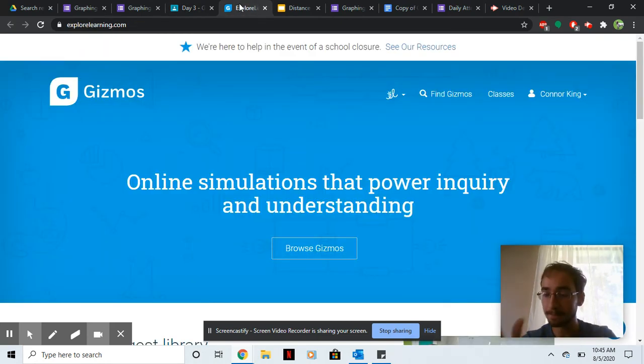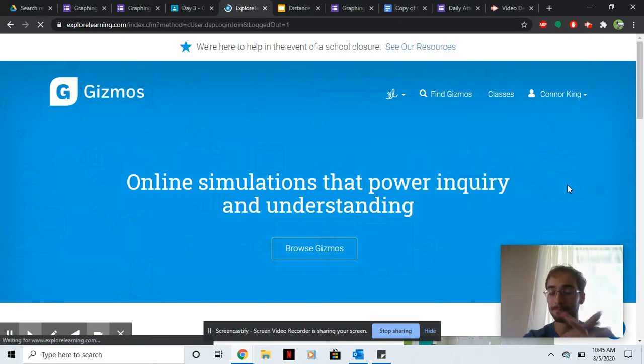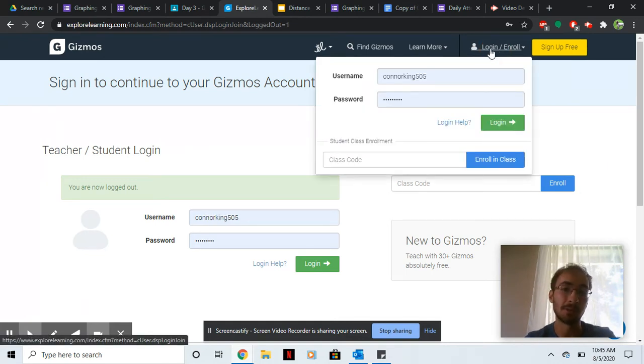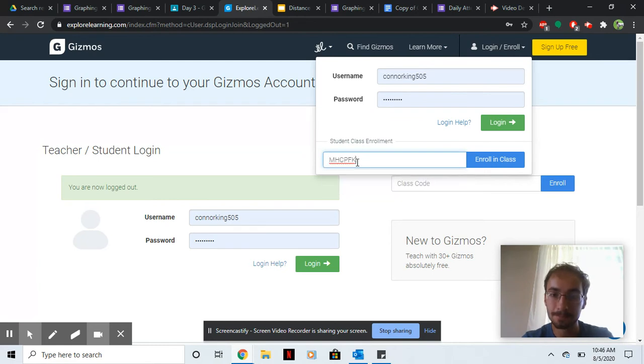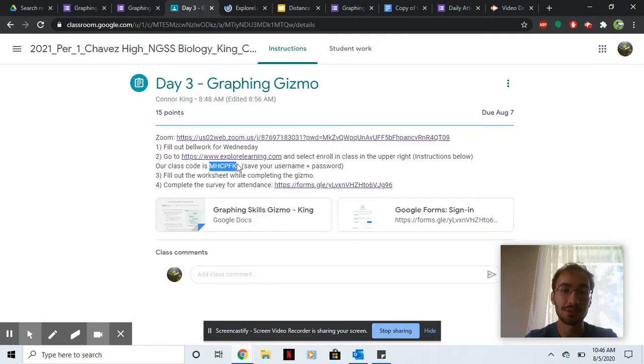So at Explore Learning, I'm already logged in, but I'm going to log out so it looks like what you all will see. So you see the screen, go to the top right, go to login and enroll, and you guys are going to enroll. You put your class code right here, and then click enroll in class. Remember the code is in the instructions here.